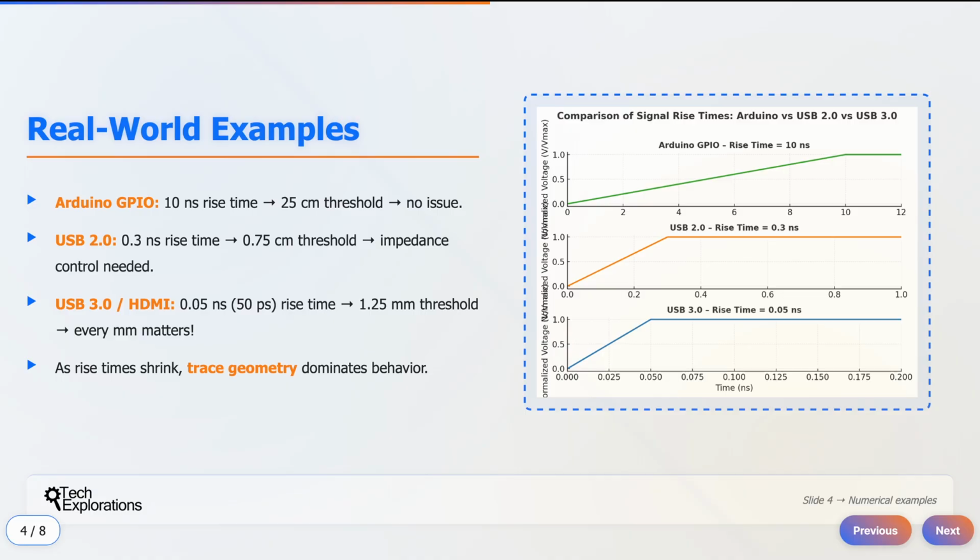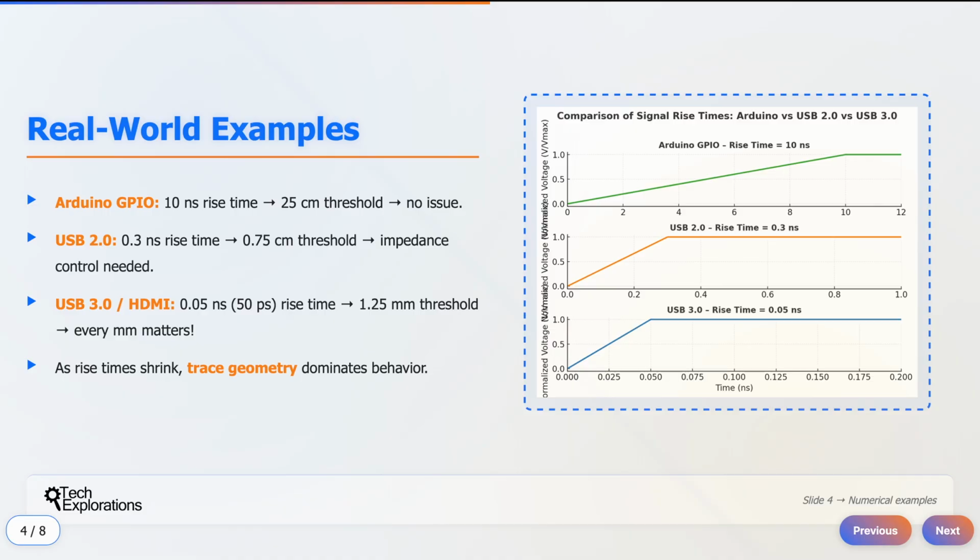If we apply the same calculations, for example, on the USB 2.0 interface, which is borderline between high speed and low speed, with a rise time of 0.3 nanoseconds, and we apply the 1/6 rule of thumb, we get a threshold of 0.75 centimeters. So here we need to make sure that our traces are below 0.75 centimeters. And even short traces can behave like transmission lines. And that's why USB 2.0 requires a 90 ohm differential impedance and careful routing, which is what we are going to be doing in this course.